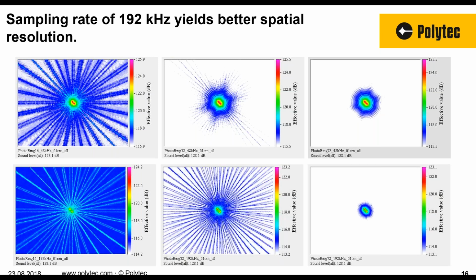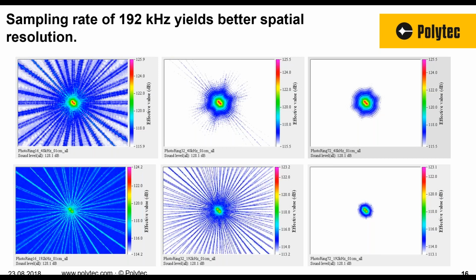Now looking at a sampling rate of 192 kilohertz, the same sources separated by 1 centimeter at a meter's distance, you can clearly see them differentiated. There's two sound sources clearly visible by those little red yellow dots there. Adding more channels as we go to the right.